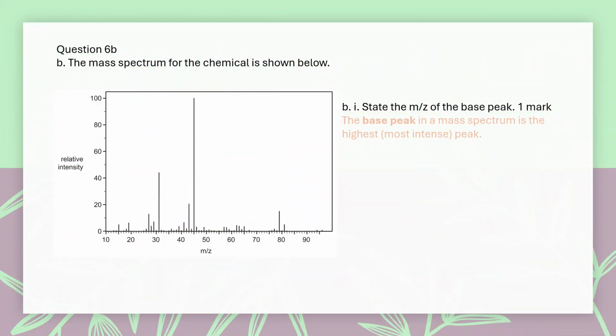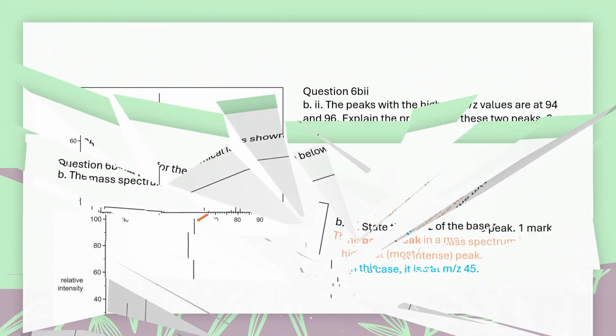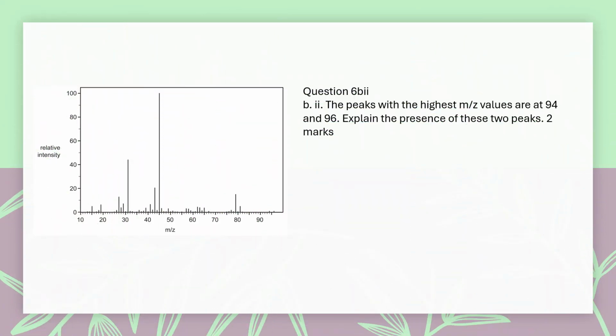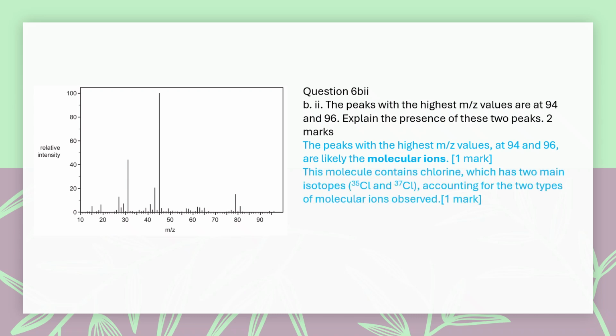The base peak in a mass spectrum is the highest, most intense peak. In this case, it is at m/z 45. The peaks with the highest m/z values, at 94 and 96, are likely the molecular ions. This molecule contains chlorine, which has 2 main isotopes, 35Cl and 37Cl, accounting for the 2 types of molecular ions observed.